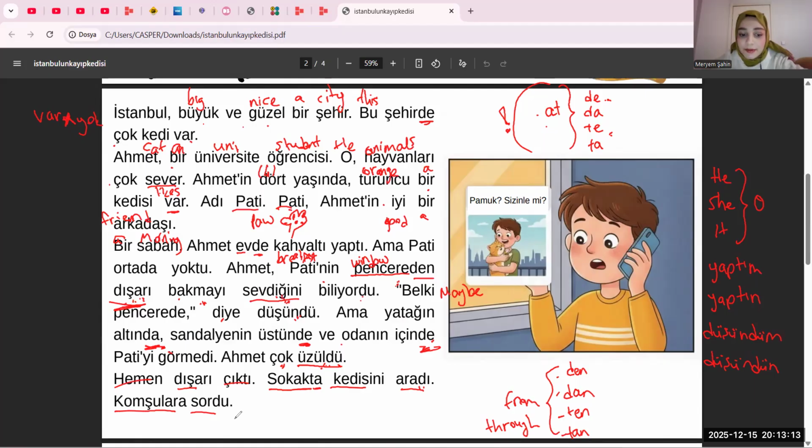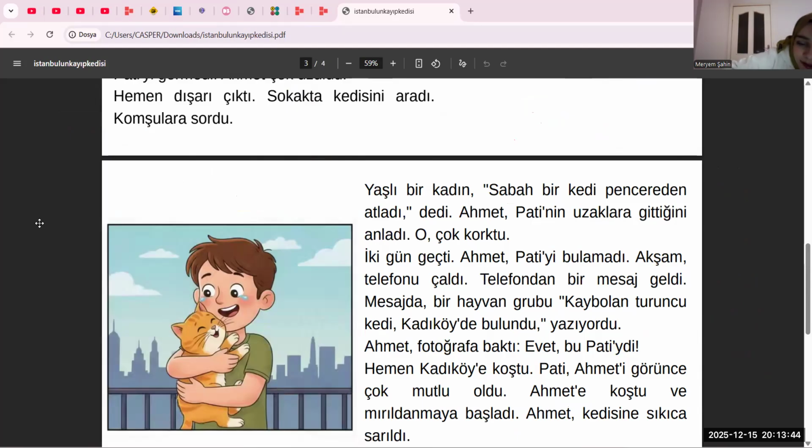Sordu, asked. For he, sordu. For she, sordu. For it, sordu. For me, sordum. For you, sordun. I'm cleaning the page. Let's continue with the second one. One second.